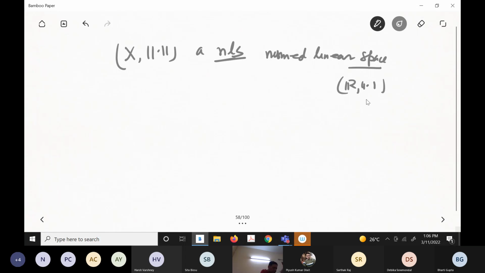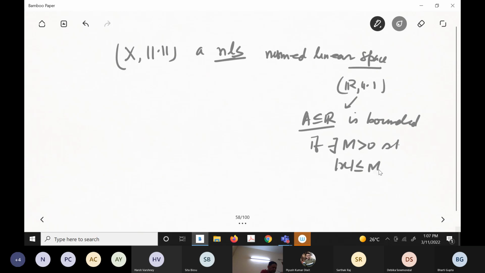Again, I'm mentioning. Usually, when you say a set A is bounded, if there exists M greater than 0 such that, okay, this means actually the distance from x0. But in the metric space, we don't do that. We have the concept of boundedness where we take the diameter basically.